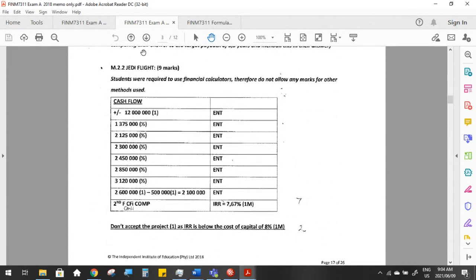Then the second part said, calculate the internal rate of return of the project.